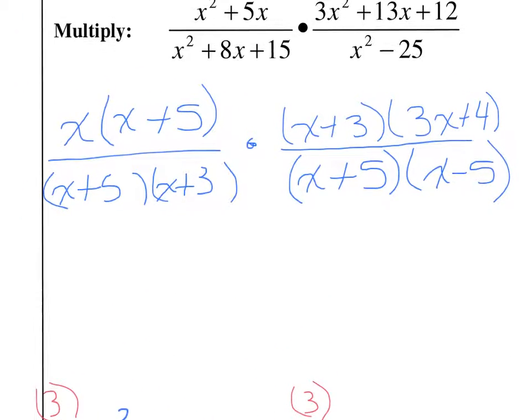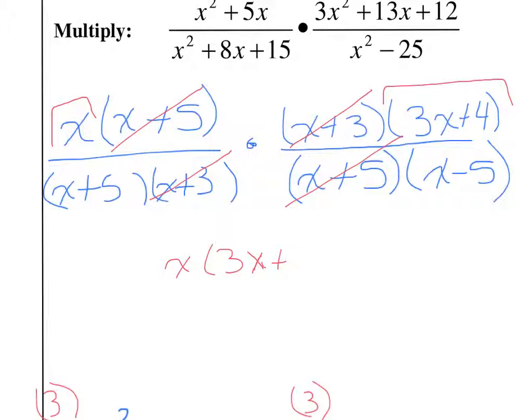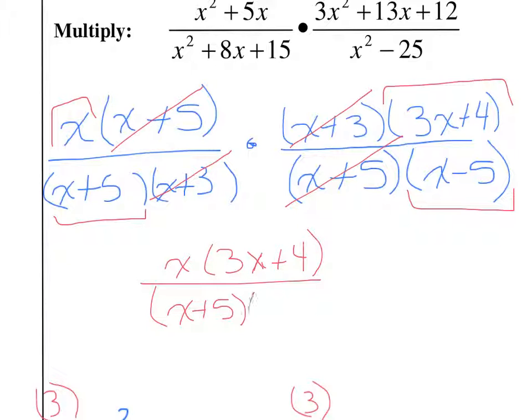And now we can talk about what reduces. This x plus 5, like I said before, you can reduce it with this one or with this one, but not with both. So let's just do that. This x plus 3 will reduce with this one. And it appears that that's it. So we're left with this x times 3x plus 4 for the numerator over x plus 5, x minus 5. Okay, let's go to the next page.